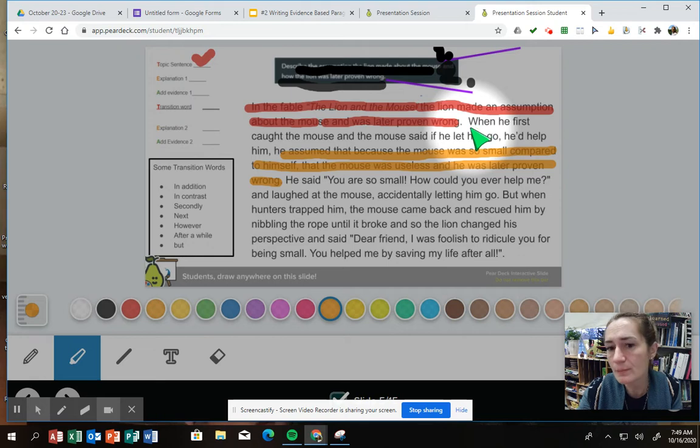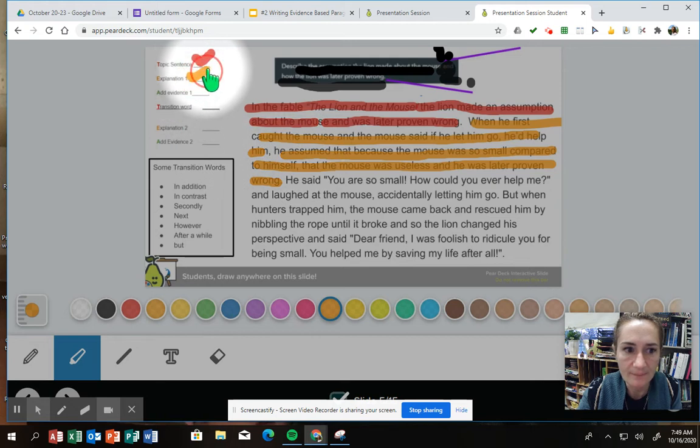Now, they gave us a little bit more explanation to help us understand that situation when he first caught the mouse, kind of giving us a little bit of backstory. That's not really an explanation so much as showing us that they understood the text and setting us up to understand what they were talking about with the assumption the lion made. We are going to highlight that orange, though, because it goes along with that explanation. So they did that.